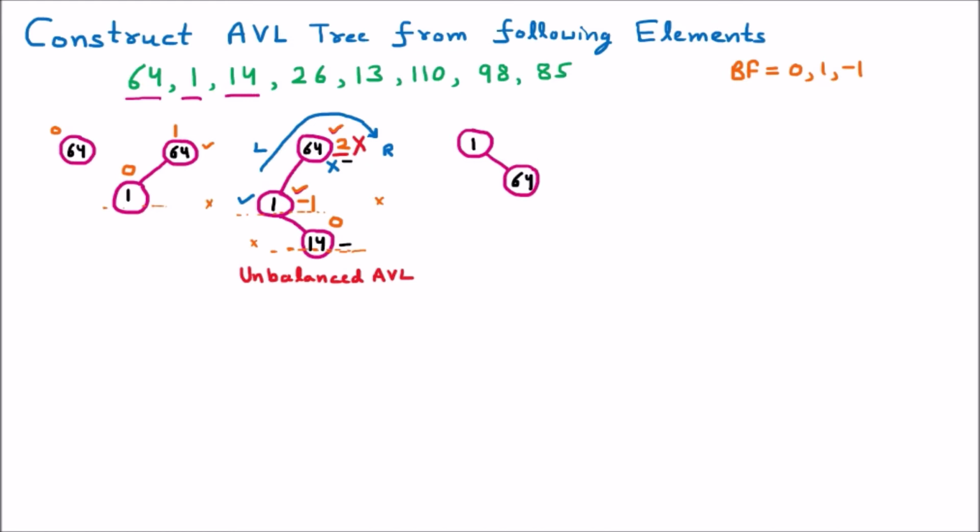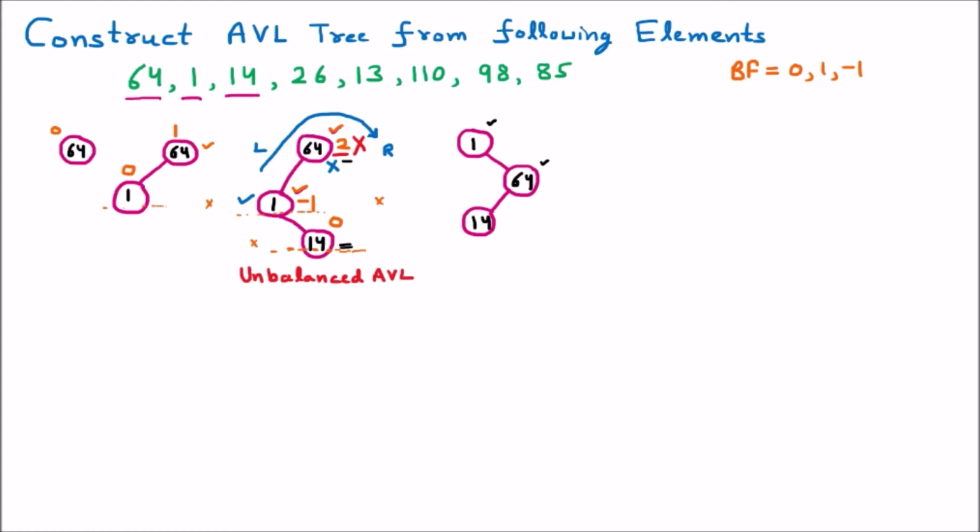Afterward, we are left with one node, because 64 is already placed, which is 14. Now where will the 14 come? Obviously 14 is greater than 1 but less than 64. So here 14 will come on the left hand side of 64. So here on the left hand side we are going to construct it. Now this is one option.